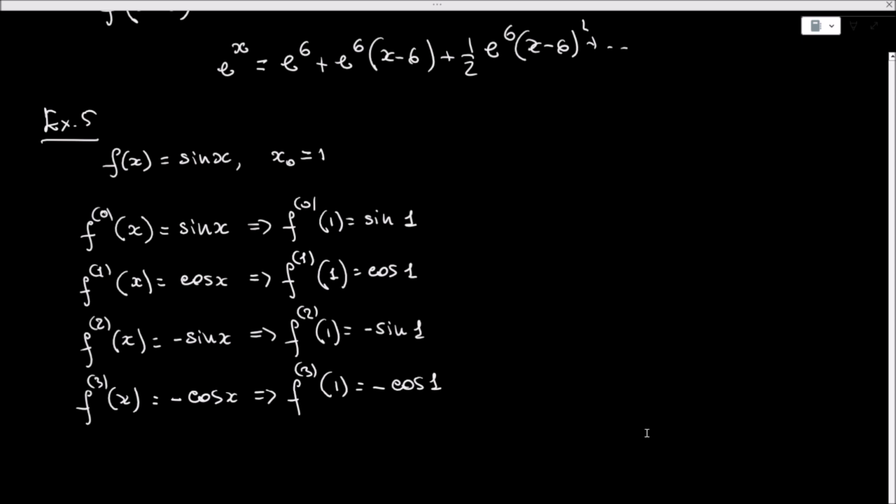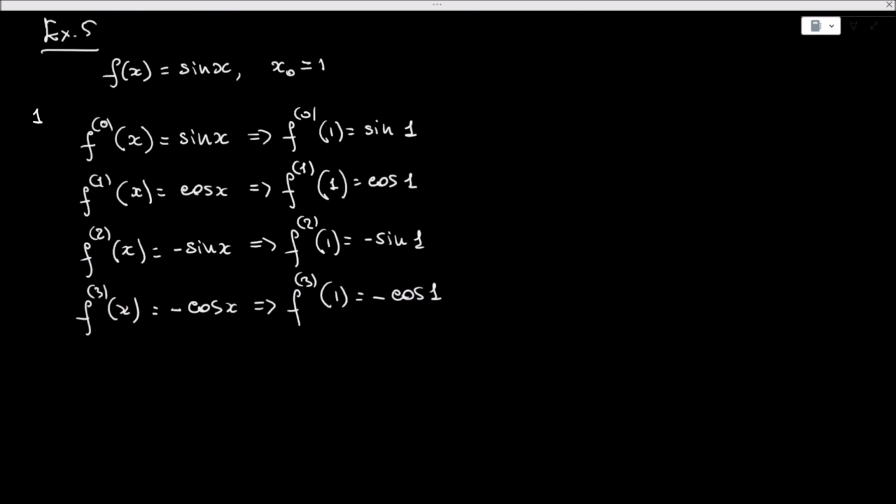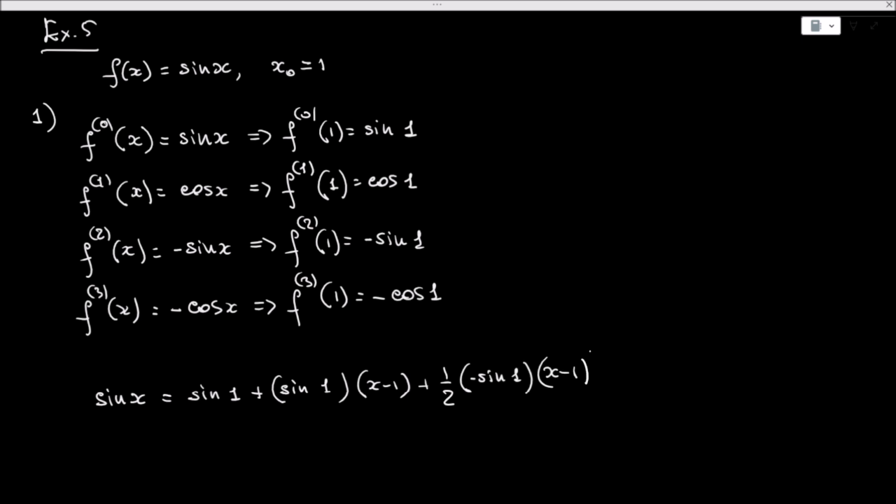Okay, so we are now ready. So let me call this first method. We can write now sine of x as the function evaluated at the point 1, which is sine of 1. Then we have the first derivative, which is cosine of 1 times x minus 1. Then we have 1 over 2 times the second derivative, which is minus sine of 1 times (x minus 1) squared, so on and so forth.